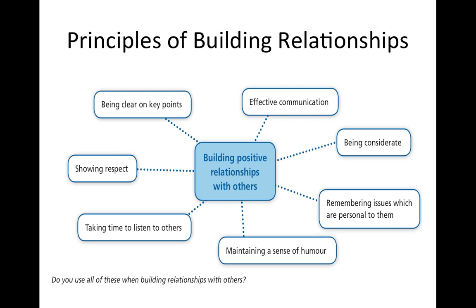So here's the diagram, and it goes through some of the principles or the things that we do to build positive relationships. And that's things like being clear on key points, effective communication. I've talked about that so much. Being considerate, remembering issues which are personal to others, maintaining a sense of humor, taking time to listen to others, and showing respect. And I will be going into a bit more detail about this in the next few slides.